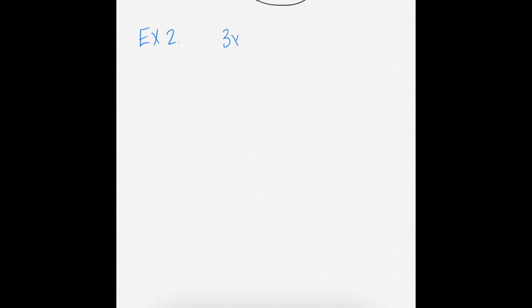Example 2. We've got 3x plus 4y equals 11 and x plus 2y equals 5. Again, I'm trying to find additive inverses for one set of my coefficients. Neither of them has it. This is a 3, this is a 1, this is a 4, this is a 2. Neither of them have additive inverses, so I must create the additive inverses.